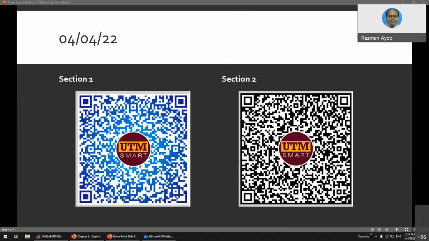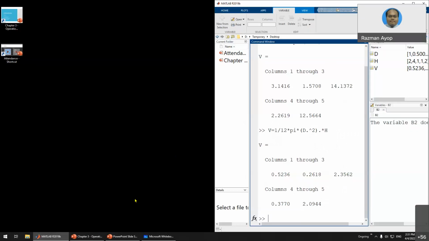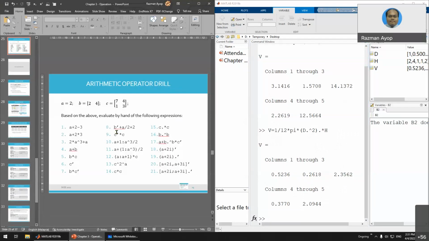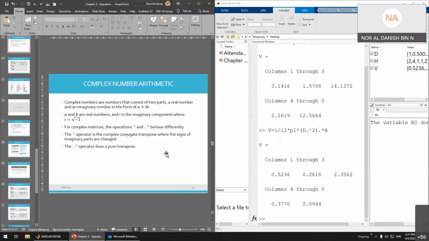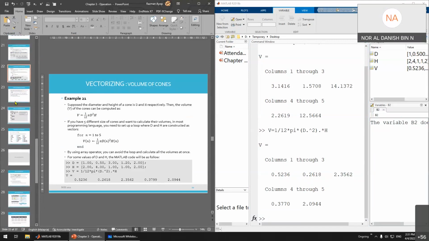Okay, we continue. Can somebody respond whether you can hear me or not? Yes, okay. Do you have any problem with the topic before? Any problem? You have to do this manually. How to recognize vector or array or matrix?